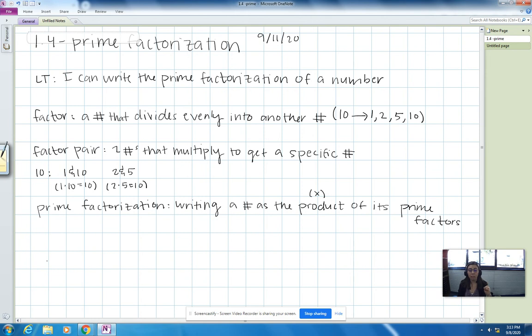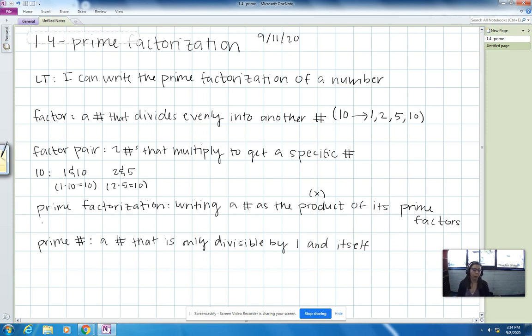But before we do, I want to remind you what a prime number is, right? In order to understand this definition, we need to know what a prime number is. A prime number is a number that is only divisible by 1 and itself. The exception to this is the number 1.